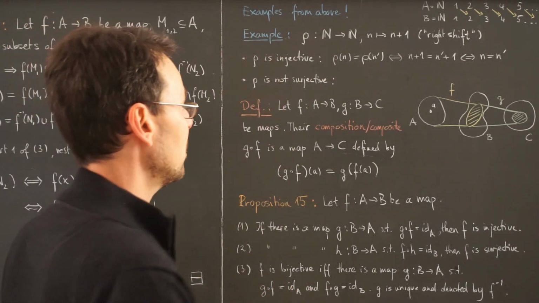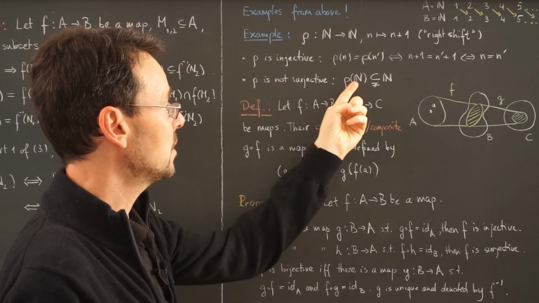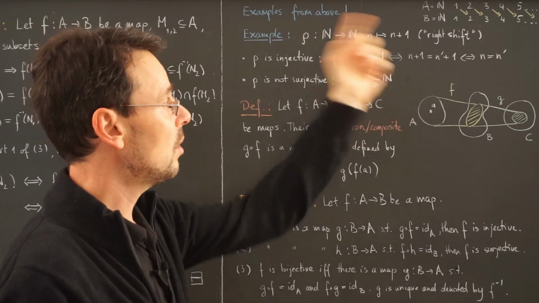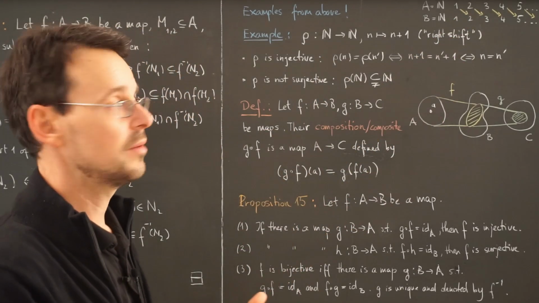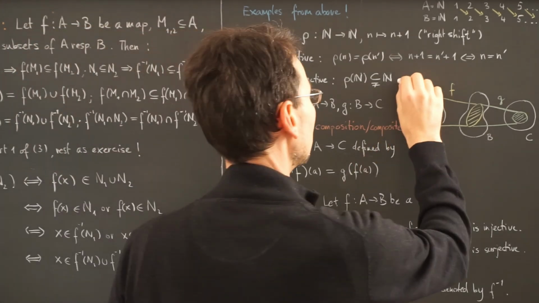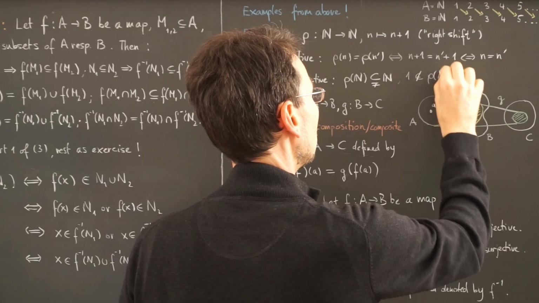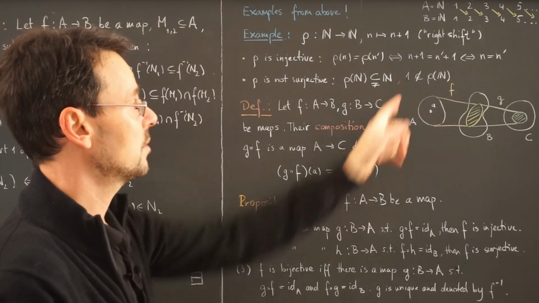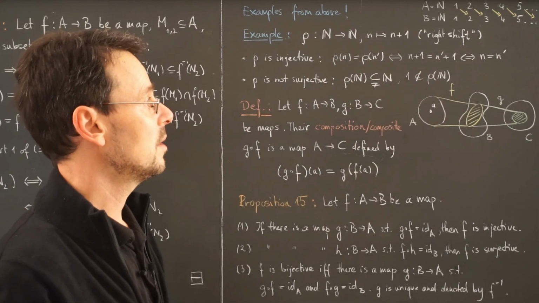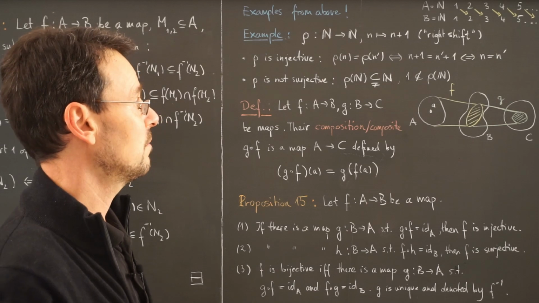Is it surjective? Well, for this map to be surjective, its image would have to be all of the natural numbers, but clearly here 1 is not hit. 1 has no pre-image, because we have no 0 here that we could map to 1. So 1 is not in the image of rho, therefore rho is not surjective.